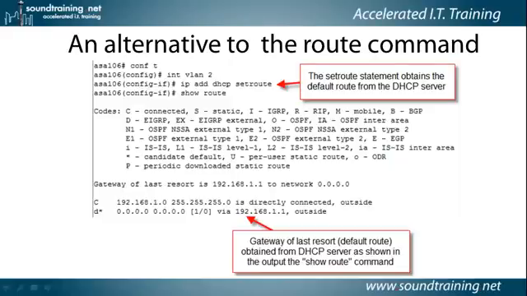Then just to make my point here, I use the show route command, and you can see in the output of the show route command that indeed it did pick up its default gateway. The gateway of last resort is what Cisco calls it, of 192.168.1.1 from the DHCP server.